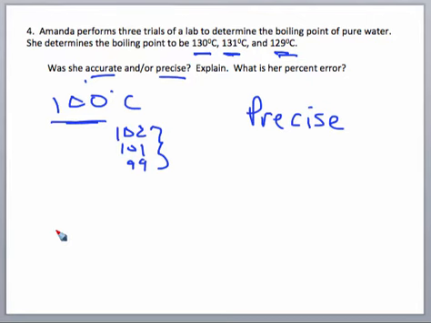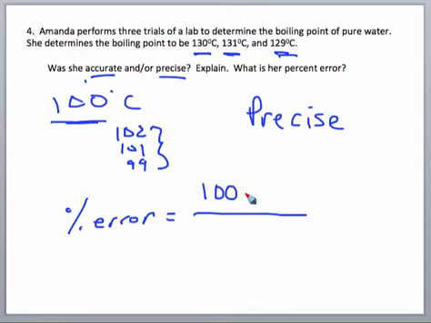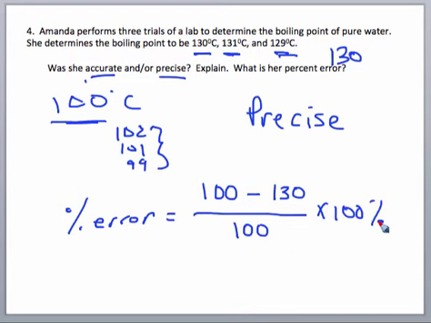Alright, then we're going to calculate percent error, and if you remember, percent error is going to be your theoretical minus experimental, over the theoretical, or the right value, so it's 100. In other words, that's what the value should be. We would take the average of our three values, and if you average those, you're going to get 130. So that would be our experimental value over our theoretical. We're going to times that by 100, and it's going to come out to be 30%. That's a pretty bad percent error for measuring the boiling point of water. Clearly, you need a better thermometer.